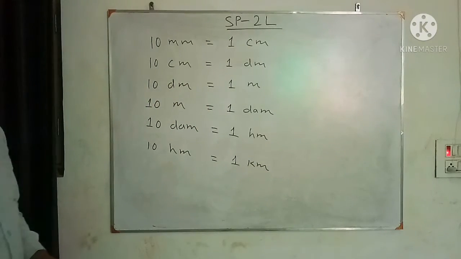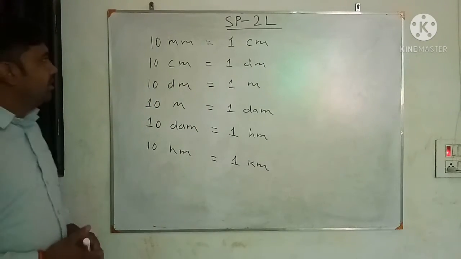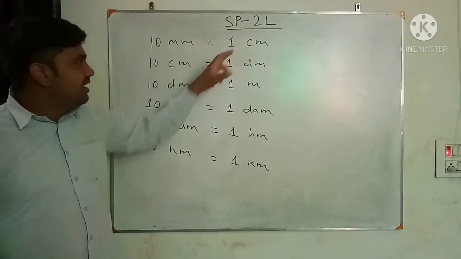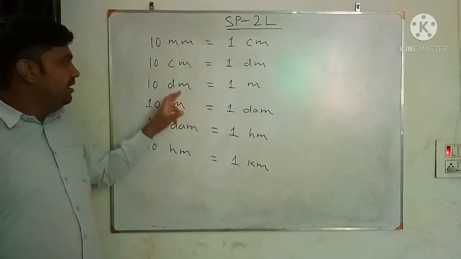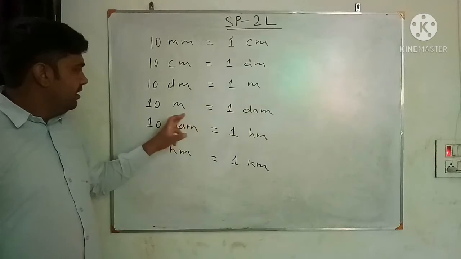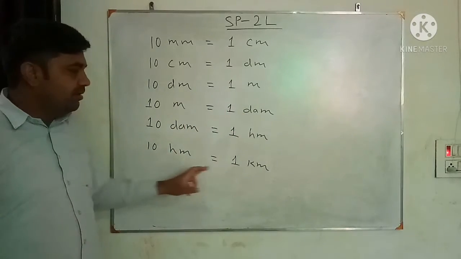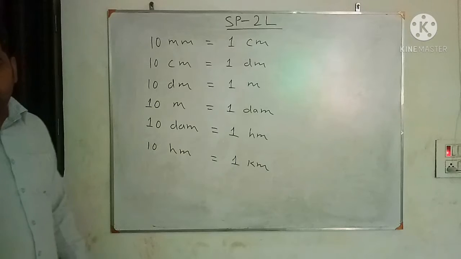Okay, this is called the table of measurement. See, all these are multiples of 10. 10 millimeter makes 1 centimeter, 10 centimeter 1 decimeter, 10 decimeter equals 1 meter, 10 meter equals 1 decameter, 10 decameter equals 1 hectometer, 10 hectometer equals 1 kilometer.